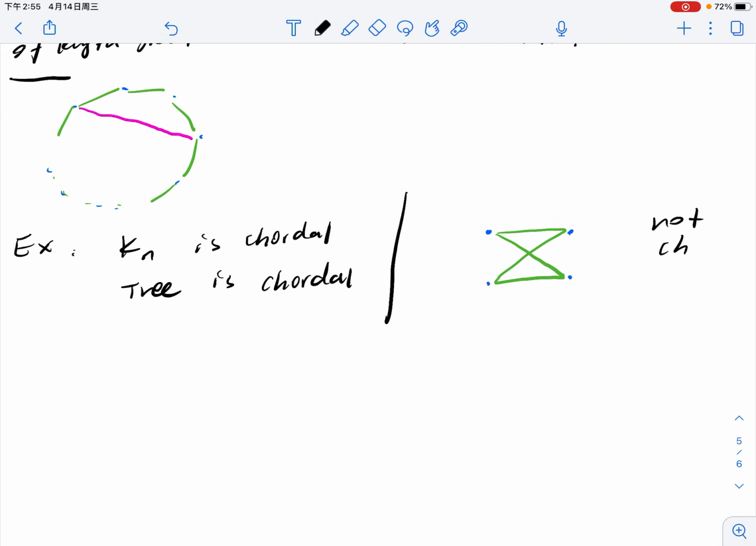For this to be chordal, two vertices in X on the left should be adjacent, or two on the right should be adjacent. It's impossible.